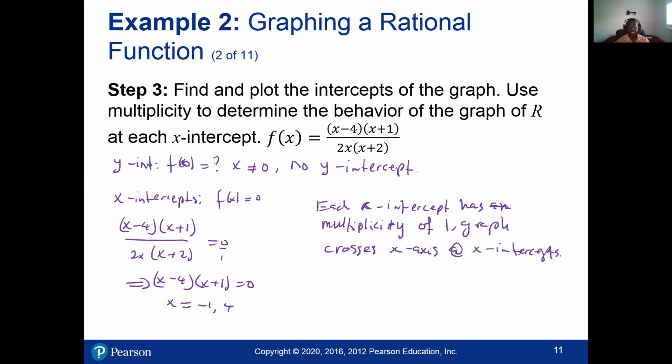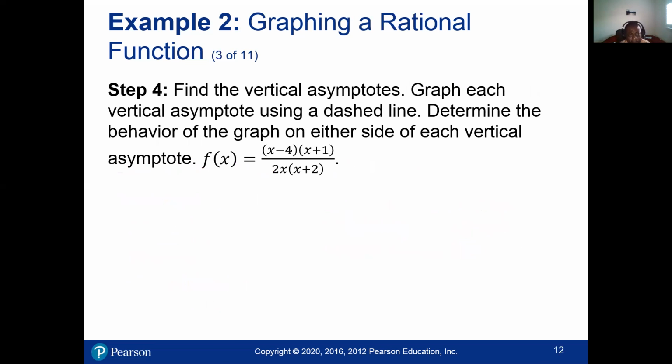Now notice that the x-intercepts are what? Are the zeros of the function. Okay, it crosses there. Good. Now let's go to step 4. It says find the vertical asymptote, and then determine the behavior at each side of it.